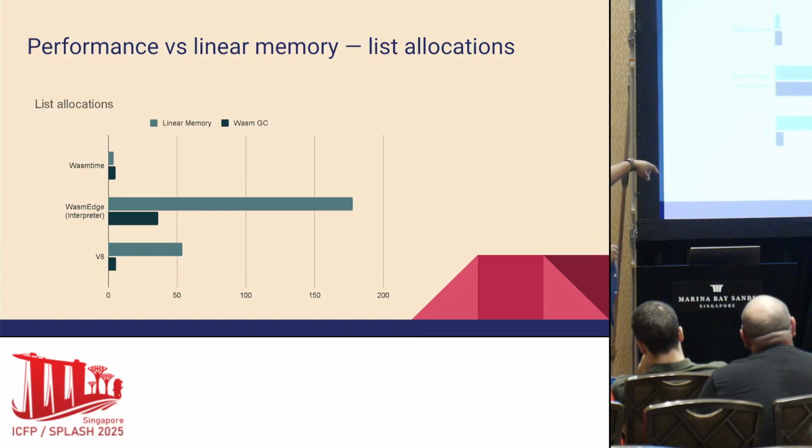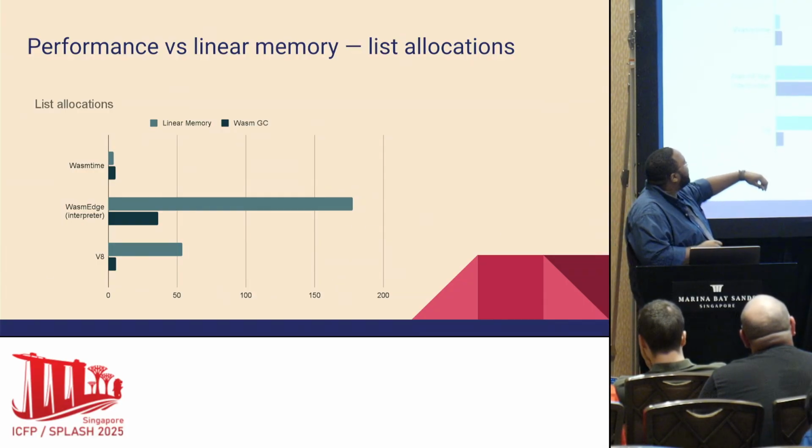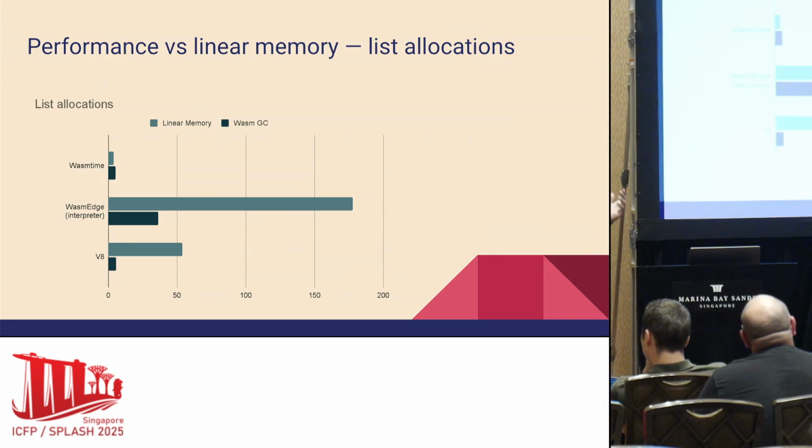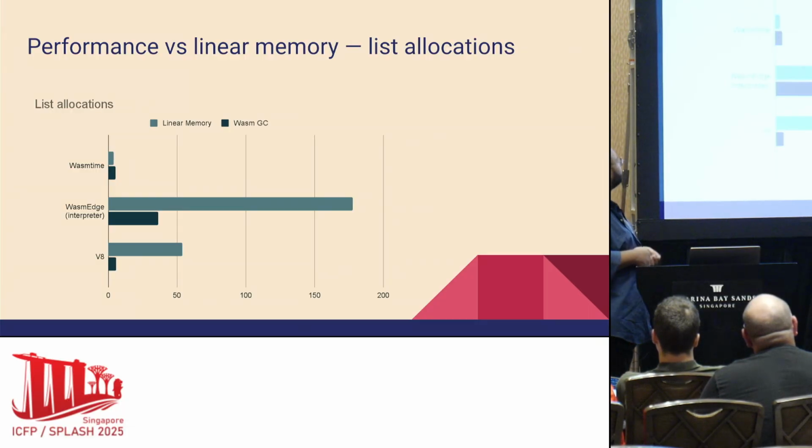In Wasmtime, the GC version is a tad slower than linear memory. The GC implementation of Wasmtime is fairly new. It's only going to get better as it gets more mature. So not worried about that, but performance is pretty neck and neck, so fine. In the WasmEdge interpreter, the GC version was way faster than the linear memory version. And that kind of makes sense if you think about it, because you're not emulating as many of the just do this thing in memory. So that kind of makes sense.